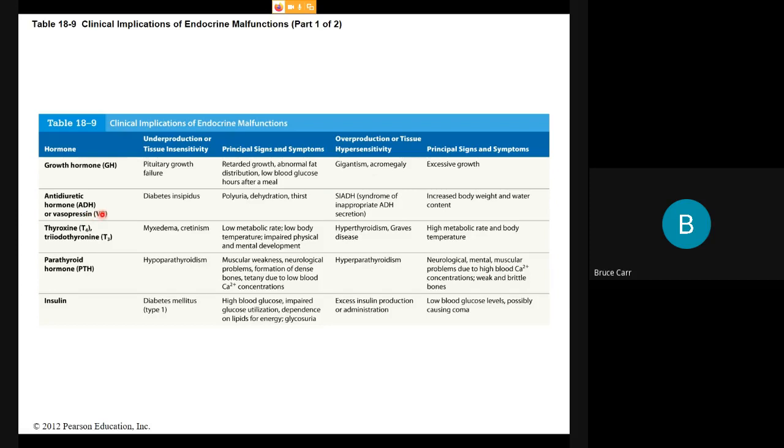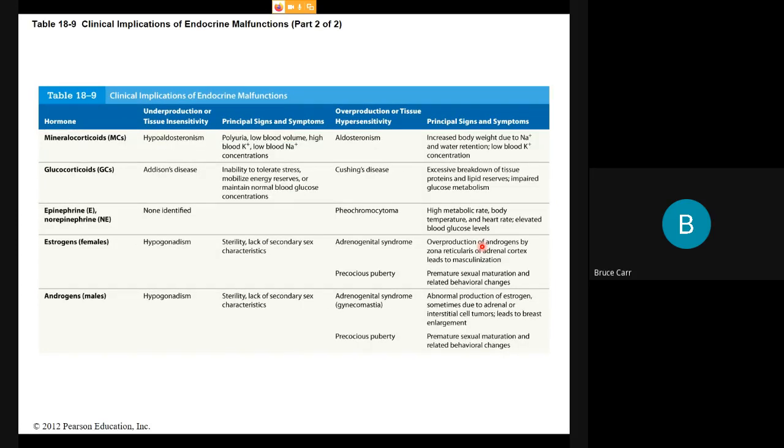Antidiuretic hormone: diabetes, and a syndrome of ADH secretion abnormality result from that. T3 and T4, we see different levels of metabolic rates established. Low metabolic rate for underproduction. The body temperature can be low, and physical development as well as mental development can be slowed down. If your thyroid levels are too low, that's the result. If they're too high, you have the opposite effects, high metabolic rate and higher body temperature.